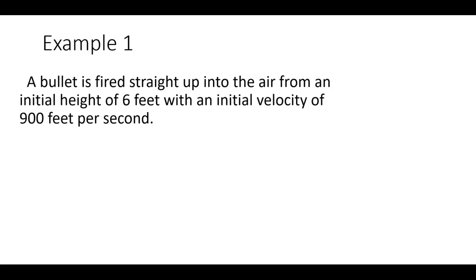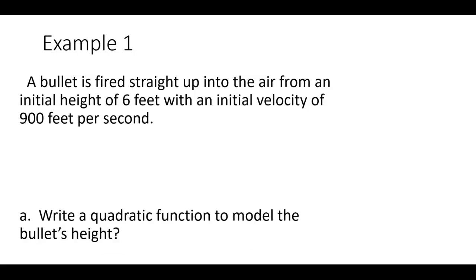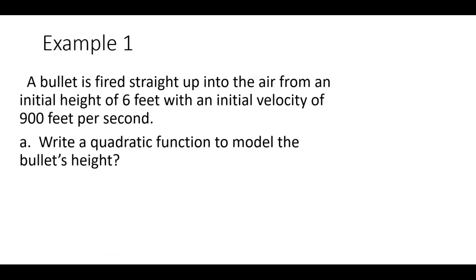A bullet is fired straight up into the air from an initial height of 6 feet with an initial velocity of 900 feet per second. So our first question on our worksheet says, write a quadratic function that models the bullet's height. Well, most of that work's been done for us by scientists and mathematicians. They figured out this is the formula. So I'm just going to rewrite that there real quick. But we have some numbers to plug in there.